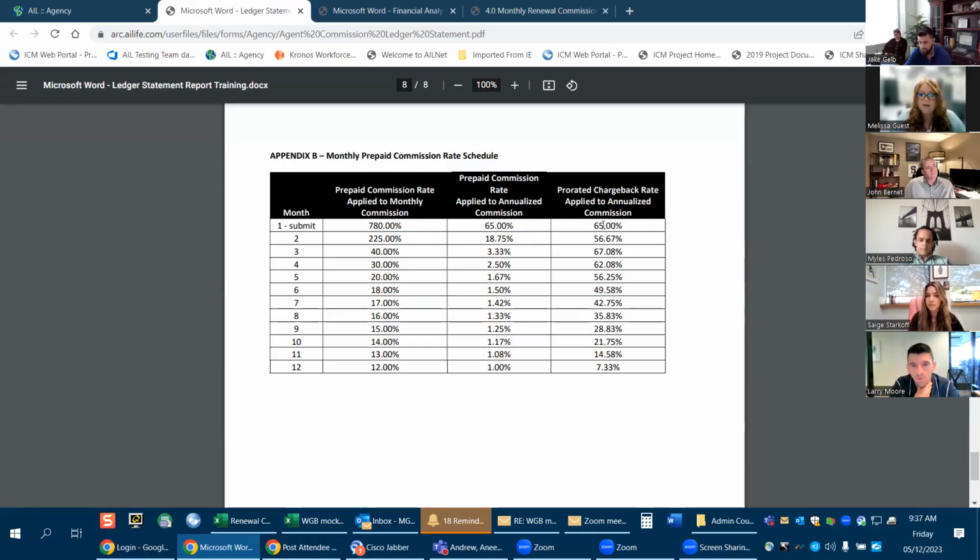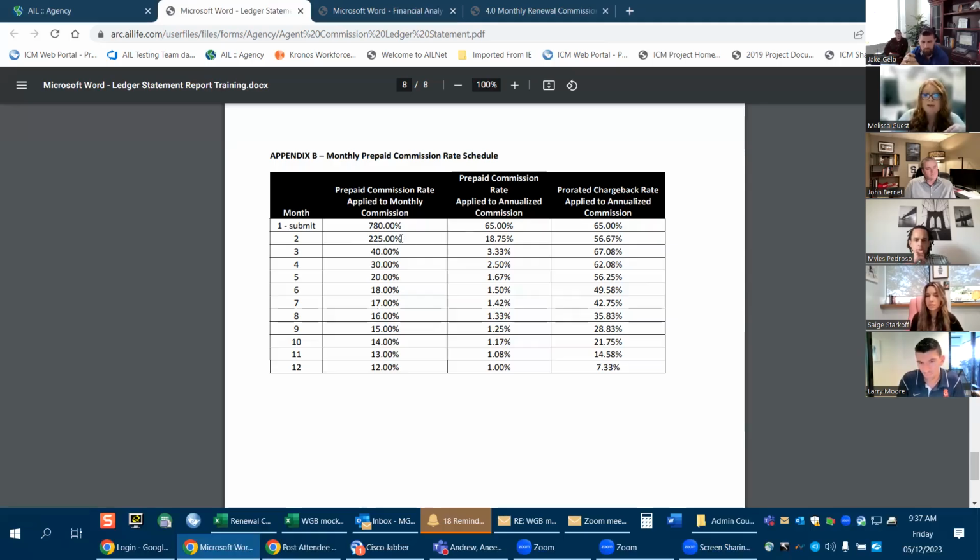So this last column is the prorated chargeback rate that you would see if the policy lapses within the first year. Some of these percentages may look familiar to you based on the lapse section of your advance report. This is just a prorated chargeback that takes into account the total months of premium that we collected before the policy lapsed. And so this is the ending result of the calculation. If the policy lapses in month 2, then the chargeback rate is 56.67. That means that we only collected 1 month of premium when the policy lapsed. You'll see in month 3, the chargeback rate actually increases to 67.08.